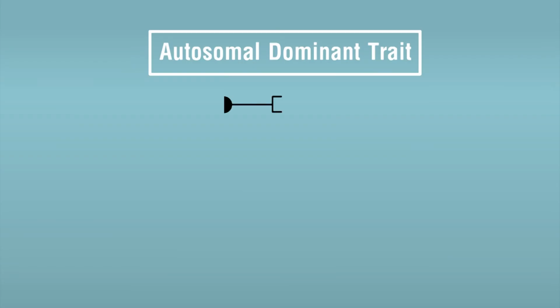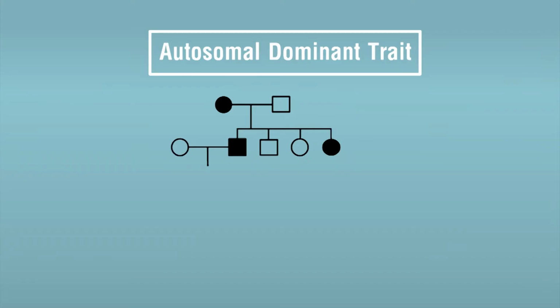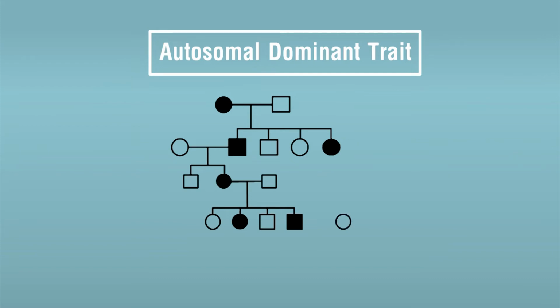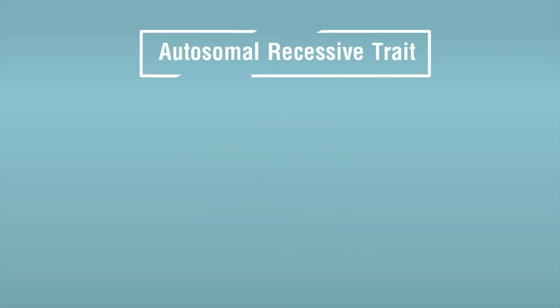First, let us see about autosomal dominant trait. In autosomal dominant trait, in all the 3 conditions, affected father and normal mother, normal father and affected mother, both parents affected, the chance of getting mutated gene from parents to offspring is 50%. Next, let us see about autosomal recessive trait.